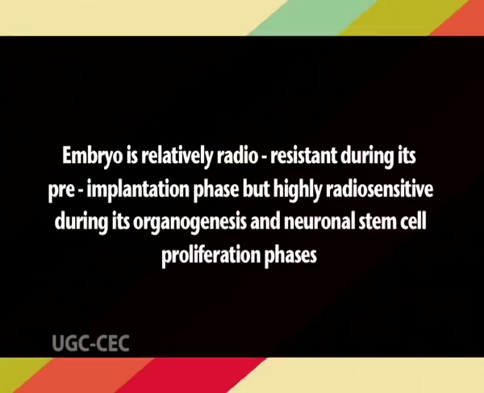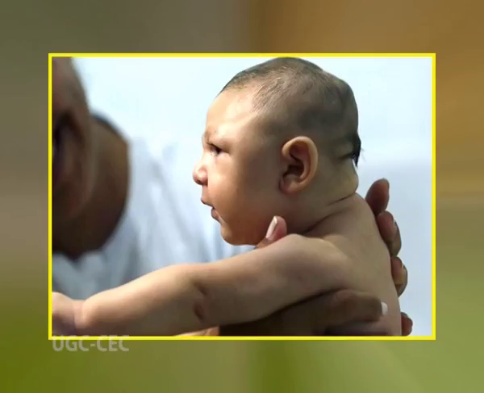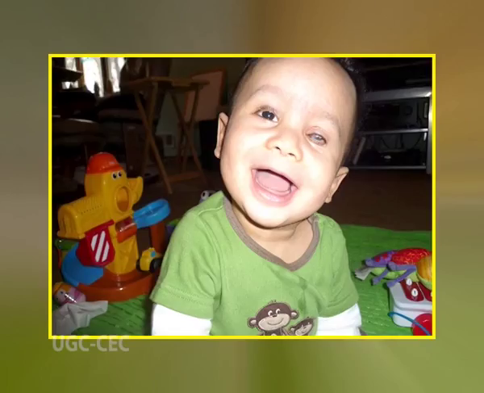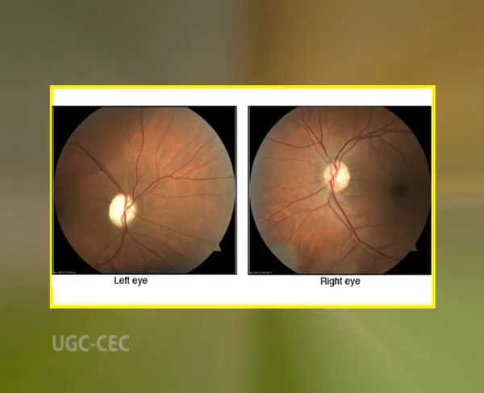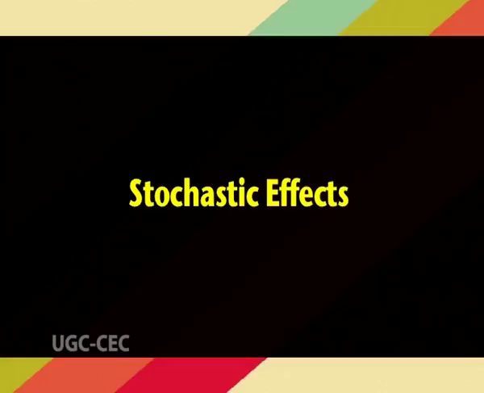The embryo is relatively radioresistant during its pre-implantation phase but highly radiosensitive during its organogenesis and neuronal stem cell proliferation phases. Fetal radiosensitivity falls after this period. High levels of radiation exposure in pregnancy can lead to growth retardation, in particular microcephaly, hypospadias, microphthalmia, retinal degeneration, and optic atrophy.